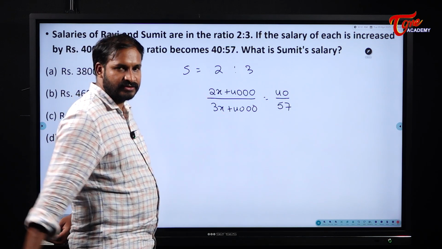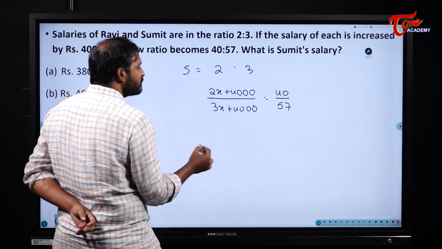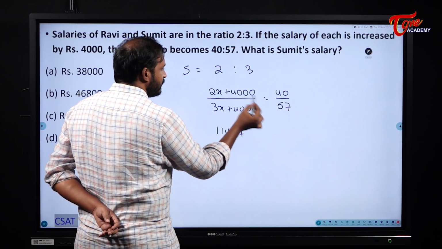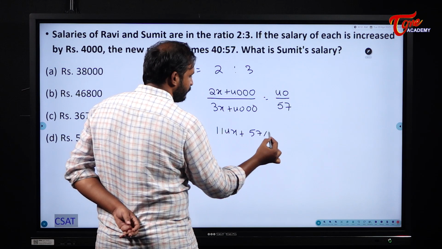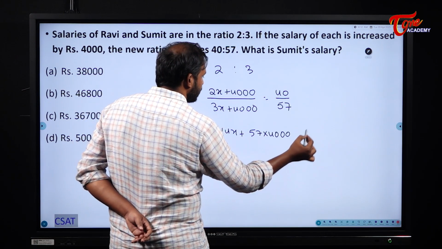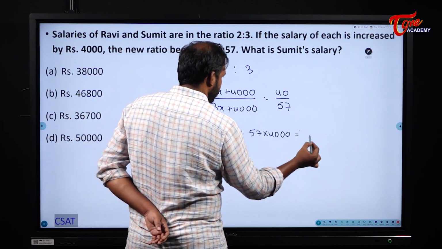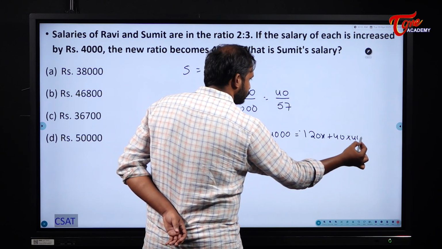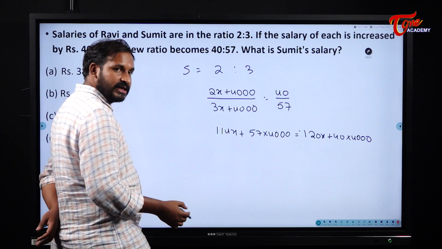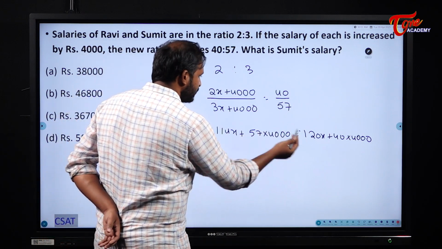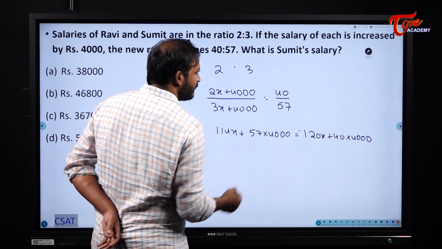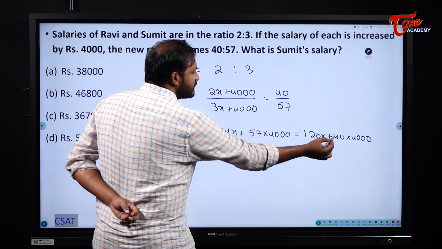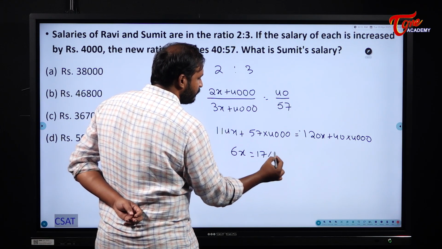Simply cross multiply it students. No need to worry. What will I get here? 114x plus 57 into 4,000. Don't waste your time. That is equal to 120x plus 40 into 4,000. So when I send 114x to that side and 40 into 4,000 to this side, it will become 6x is equal to 57 minus 40, that is 17 into 4,000.